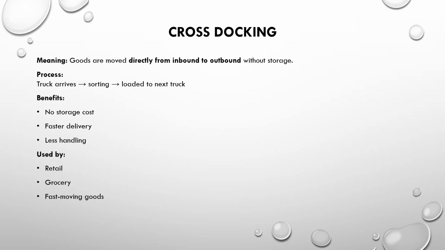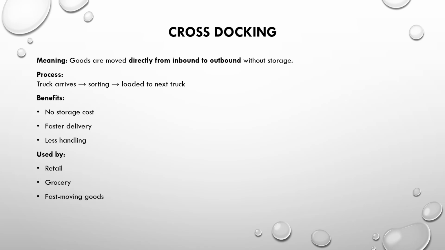Next term is cross docking. Cross docking means goods are moved directly from inbound to outbound without storing them in the warehouse. In simple words, products do not stay in storage. They are received and shipped quickly.